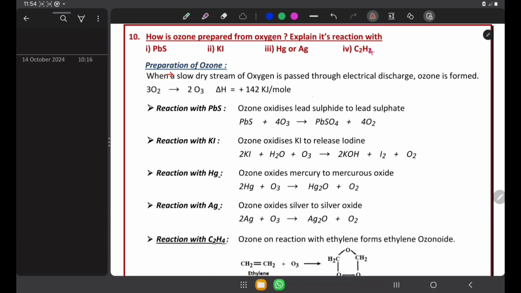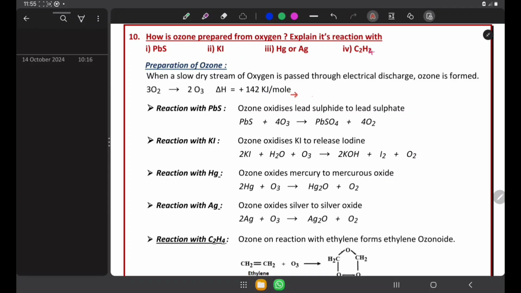Let's start the answer. Preparation of ozone. When a slow dry stream of oxygen is passed through electric discharge, ozone is formed. You can also write, when oxygen is subjected to silent electric discharge, ozone is formed. Here oxygen formula O2 is a diatomic molecule. Ozone formula O3 is a triatomic molecule. Oxygen has 2 atoms and ozone has 3 atoms. 3O2 gives 2O3, delta H is equal to plus 142 kilojoules per mole.